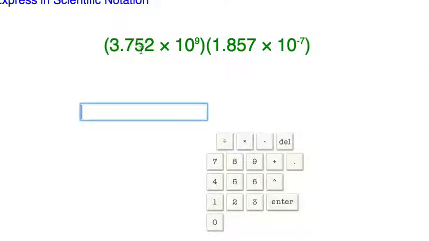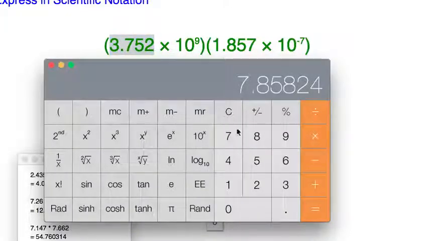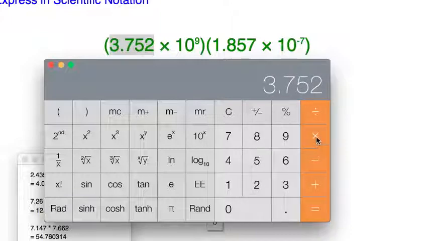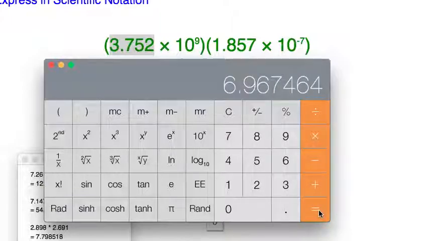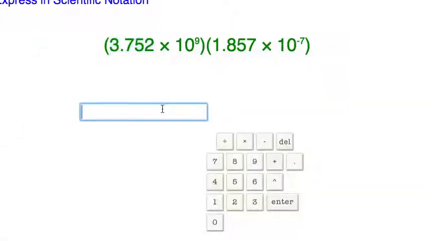Okay, let's do one more. So 3.752 times 1.858 is equal to 6.9676464, like that, times 10 to the 9 times 10 to the negative 7, that's times 10 to the 2.